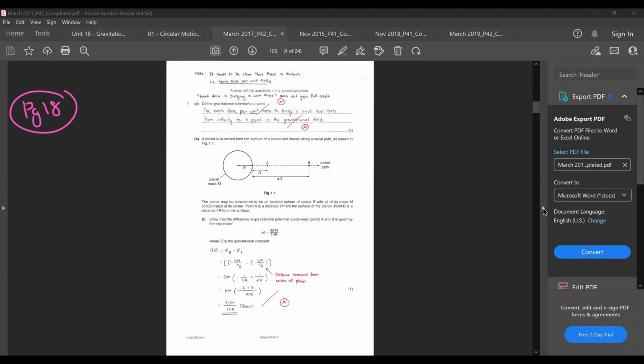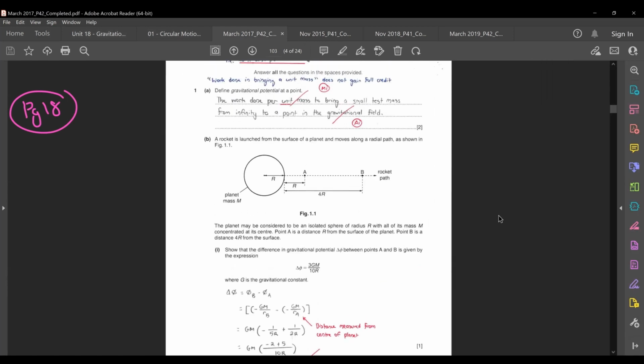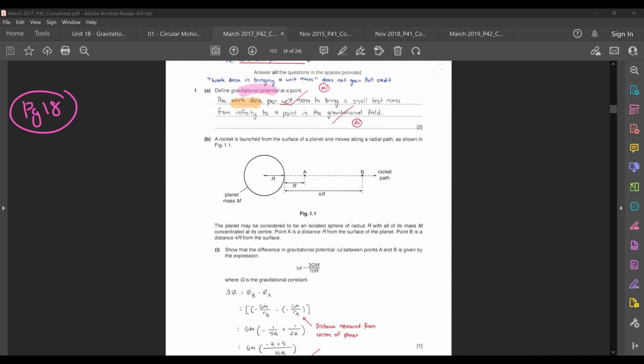Okay, so for this particular question, define what is meant by gravitational potential at a point. This one, you can just make use of the definition from the notes earlier. It's actually the work done per unit mass to bring a small test mass from infinity to a point in the gravitational field. Saying work done to bring a small test mass from infinity to a point in the gravitational field is worth 1 point.